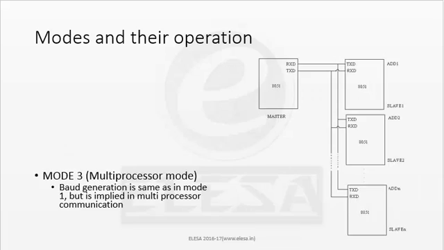The last mode is mode 3, which is a multiprocessor mode. For this, it is necessary to set the SM2 bit, and it is also an 11-bit mode of communication, with the frame being start, 8-bit data, TB8 and stop.